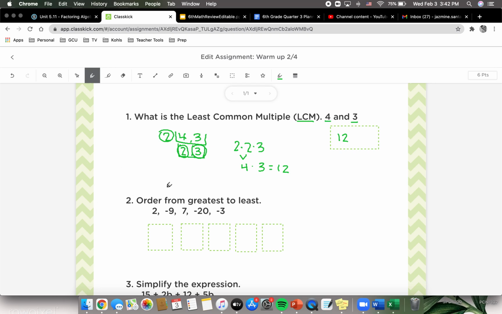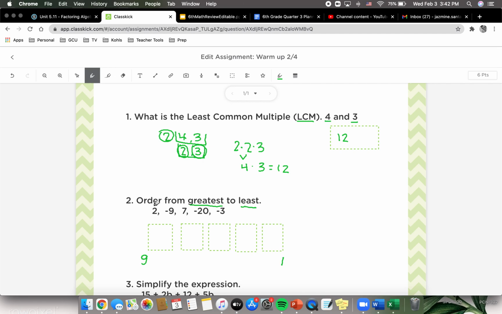Looking at number 2, it says order from greatest to least. So I'm going to write the G right here for greatest and an L down here for least. Looking at our numbers, we have 2, -9, 7, -20, and -3. We talked about on our warm-up a couple days ago that when we have a negative number, the higher the negative number is, the lesser it is in value, which means a negative number closer to zero is greater in value than a higher negative number.